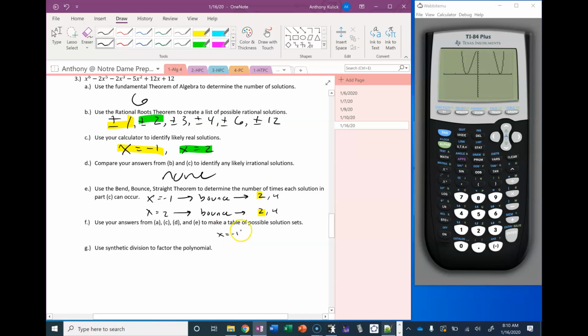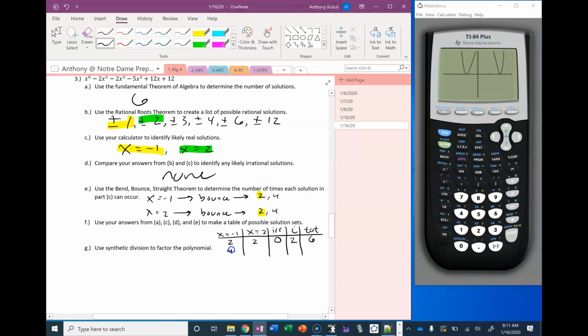So if we make our table, I'll list my 2 rational solutions. I know I don't have any irrationals. I could have some imaginaries. And then my total is 6. So -1 could be used 2 times, and +2 could be used 2 times. 2 + 2 + 0 is 4. But I have to add up to 6. So how many imaginaries would I have? 2.